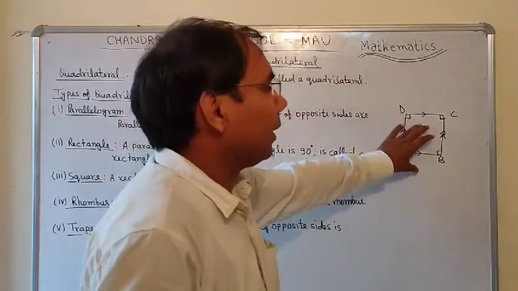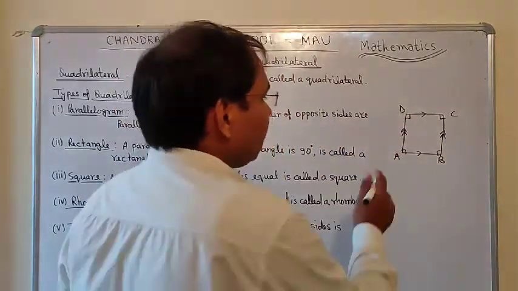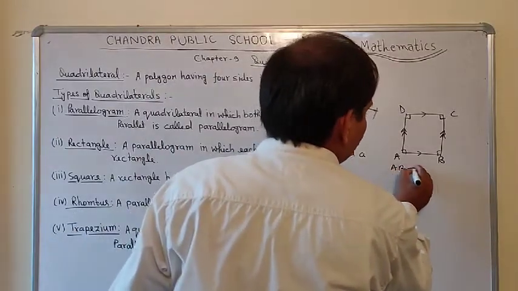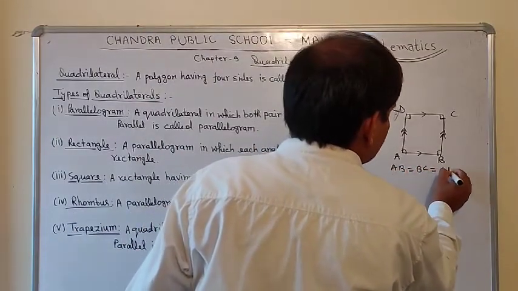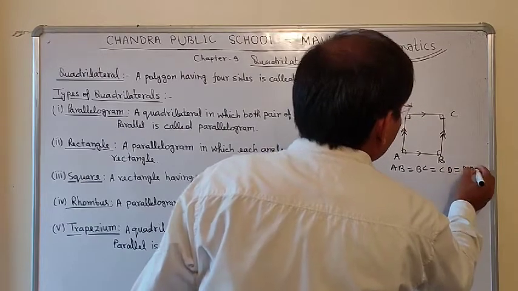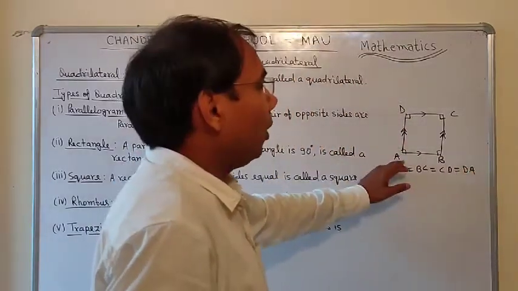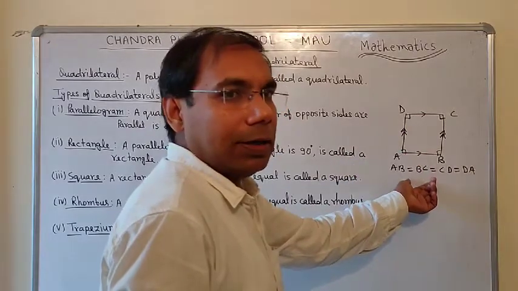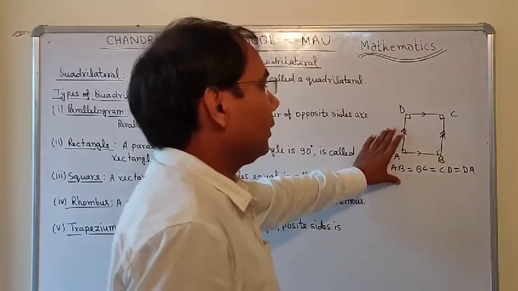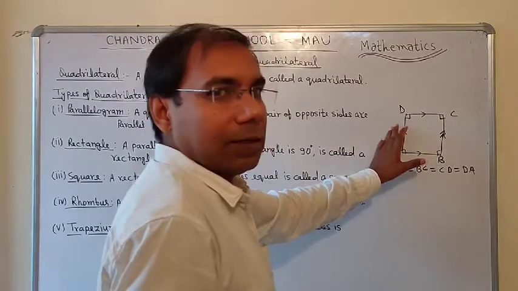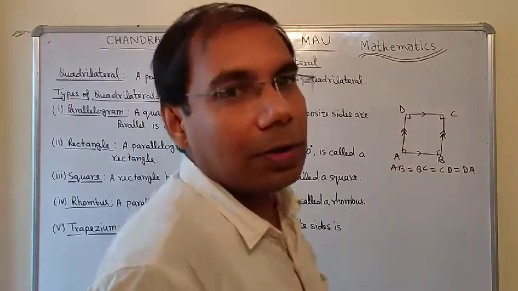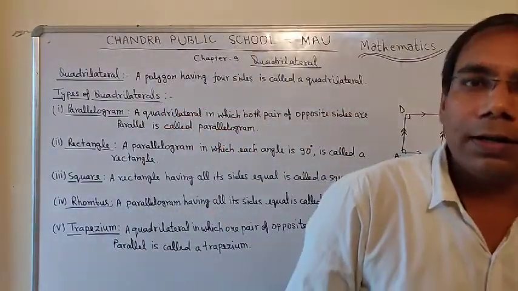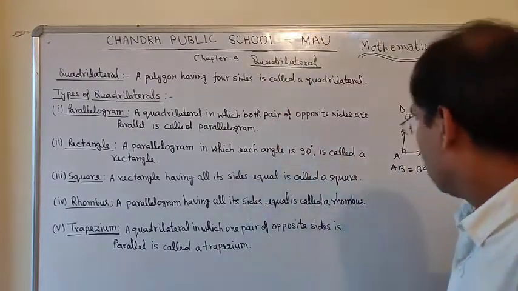Now it is a rectangle. But if in a rectangle all the sides are equal, it means here AB equal to BC equal to CD equal to DA. So if in a rectangle all the four sides are equal, then that rectangle is called a square. So here it is a square in which all the sides will be equal. So a rectangle having all the four sides equal is called a square.